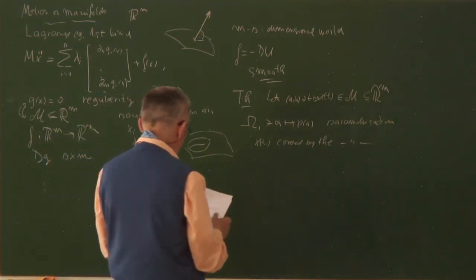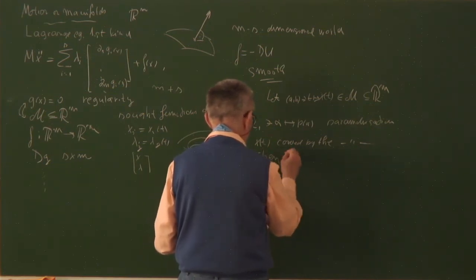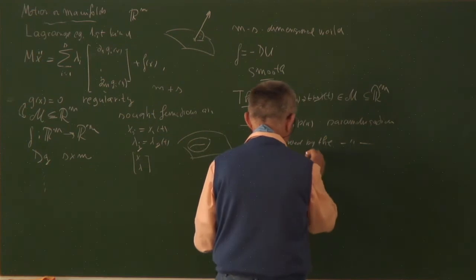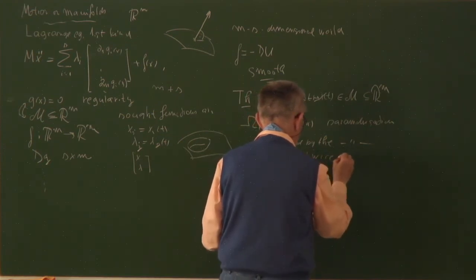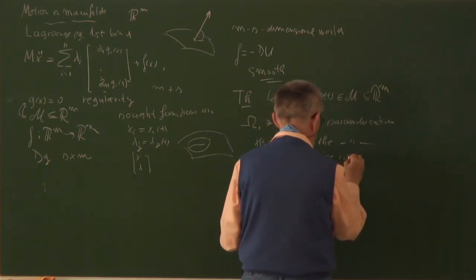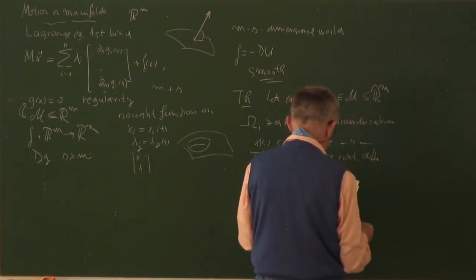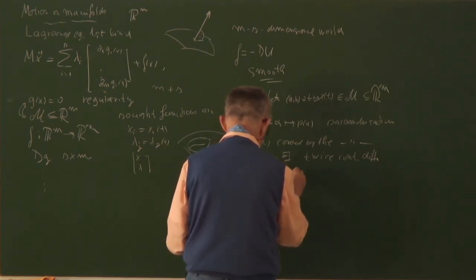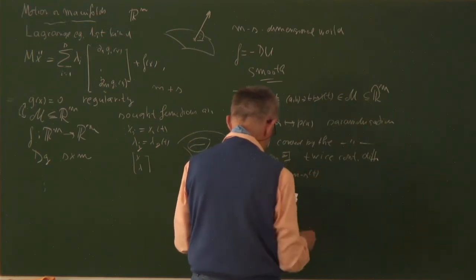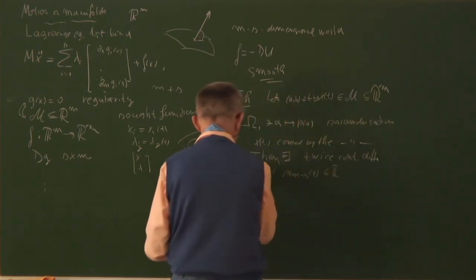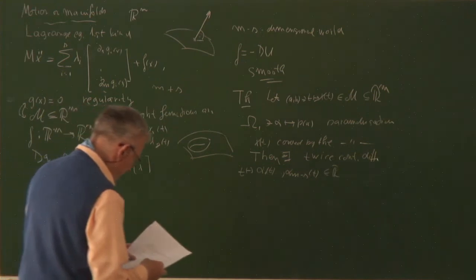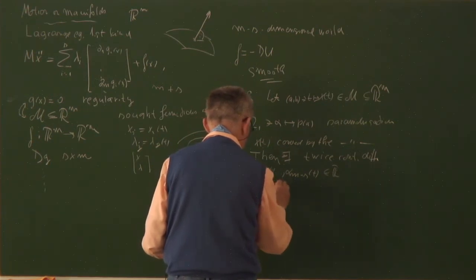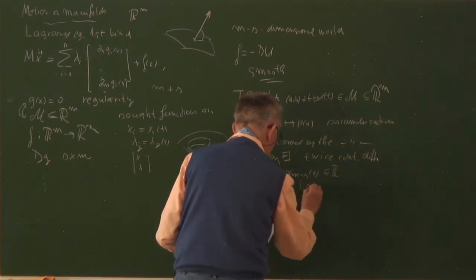Then there exist twice continuously differentiable functions alpha 1 of t, up to alpha m minus s of t, satisfying the Lagrange equations.